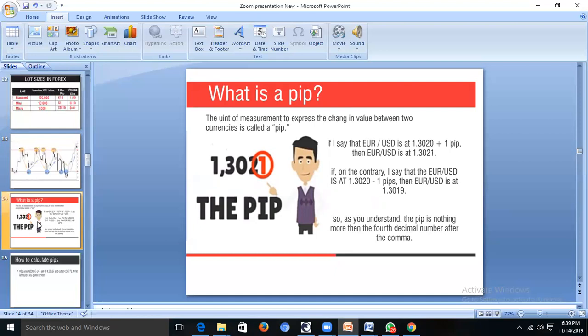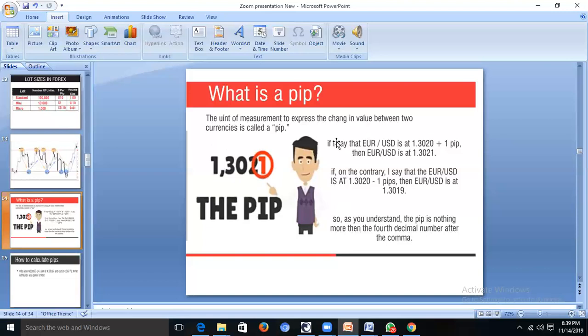So pips are the fourth decimal number after the comma. That is what a pip is all about. This is how the market prices look, but this last digit is actually the pip. This one, circled in red, is called the pip: 1.3021. So this one is the pip.